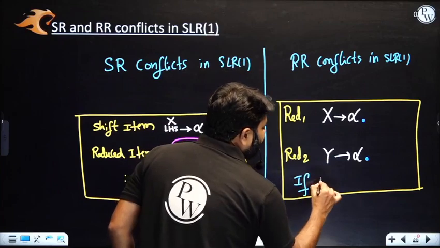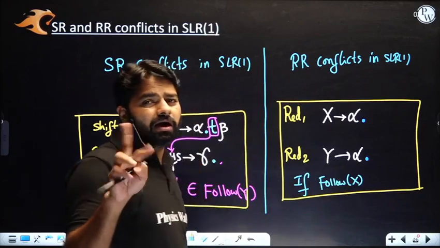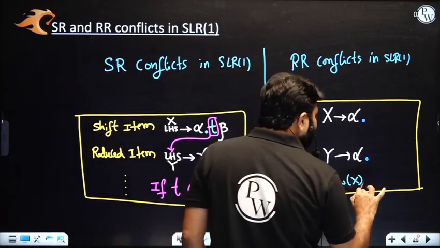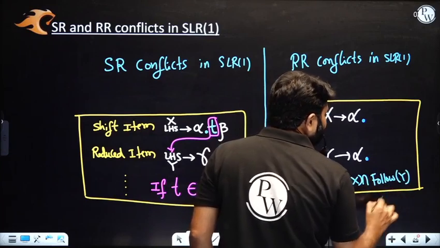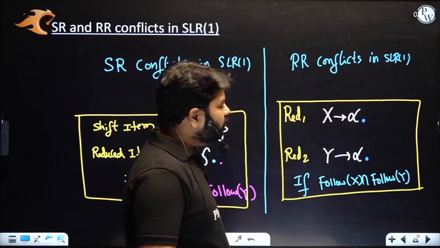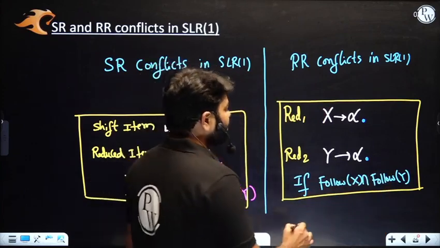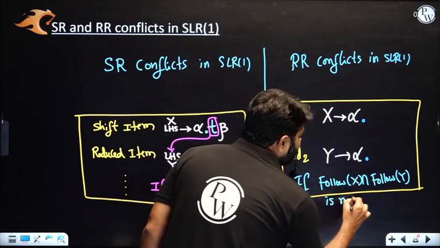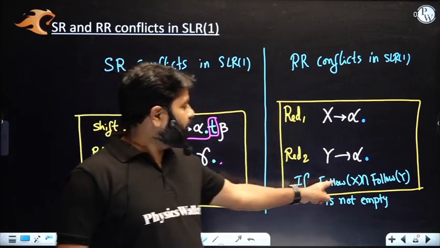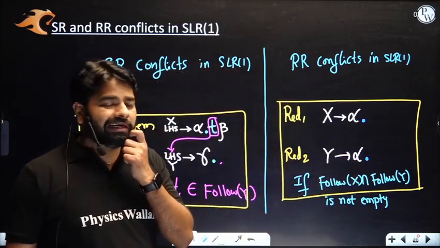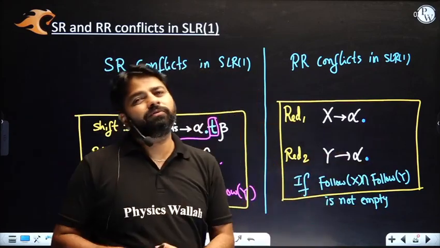If follow of X and follow of Y have common terminals, how do you check for common terminals? Intersection. Follow of X intersection follow of Y: if it is non-empty, not empty, it means there is at least one common terminal in both of them. That means after the dot the same terminal may come, and we have a confusion.